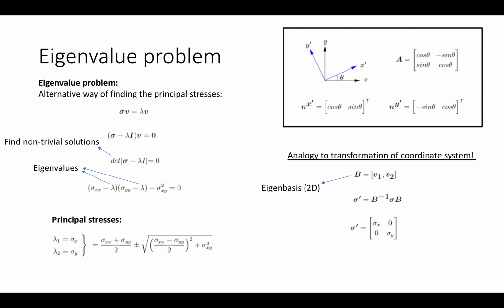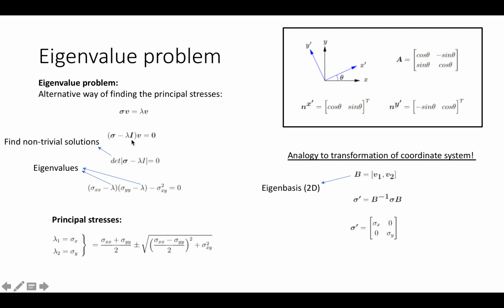An alternative way to find the principal stresses is to solve the eigenvalue problem, which is seen here. How to interpret this is that we are going to solve for eigenvectors v, which represent the new basis or the eigenbasis. They define the coordinate system in the principal direction, where v is the eigenvector and gamma is the eigenvalue.